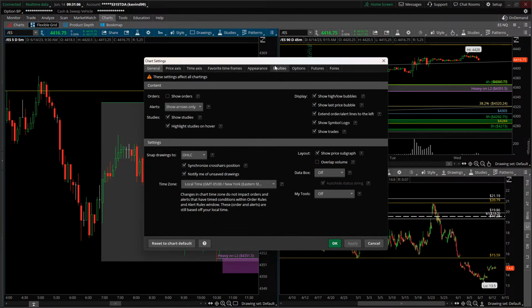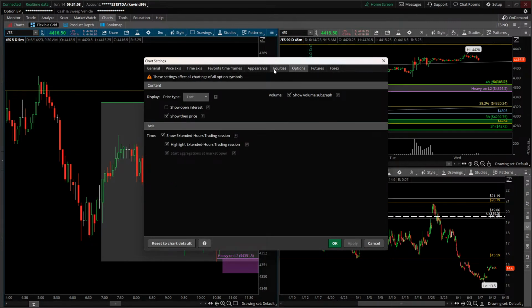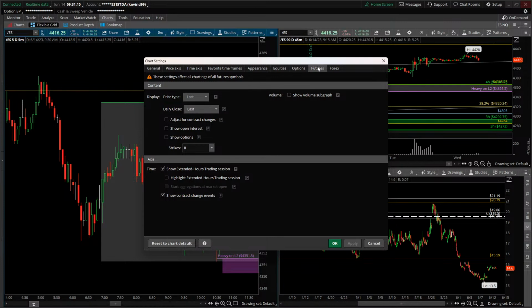Let's highlight the extended hours so we know the hours that we're trading. So we'll go over to futures and settings, highlight extended, and we're going to hit apply.